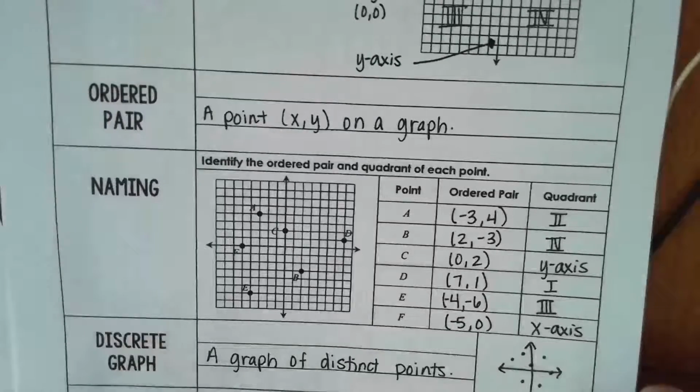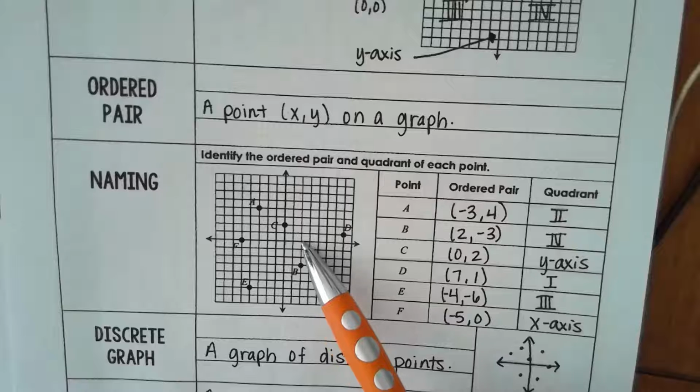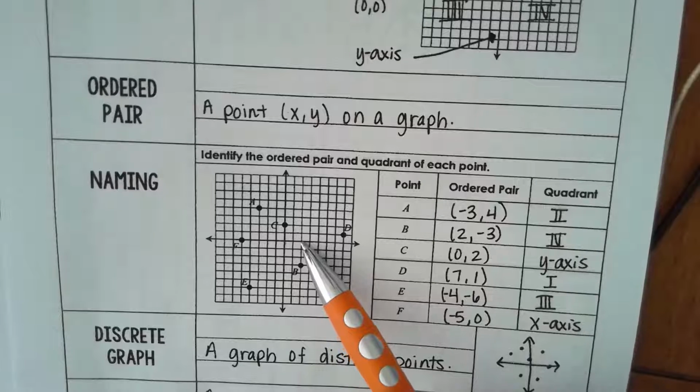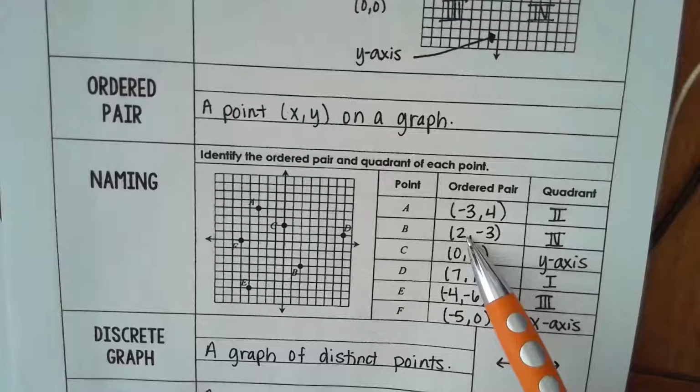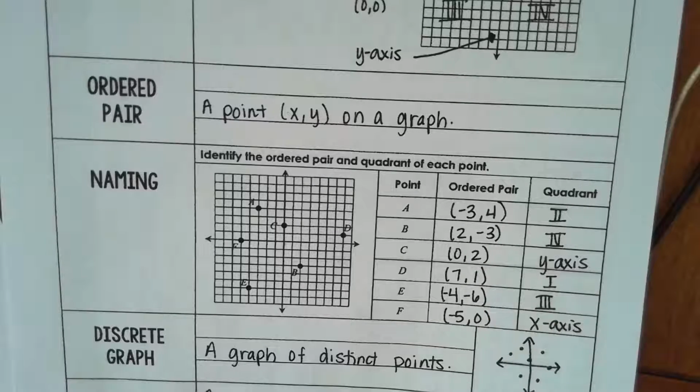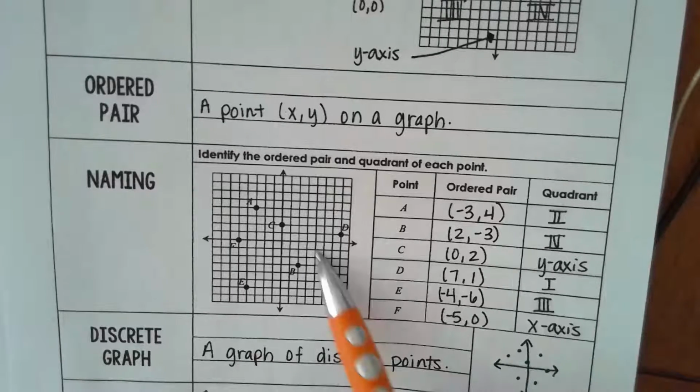You'd have to do the same thing for all the other points. B, you're going 1, 2 in the positive x direction now because it's to the right. And then we're going in the negative y direction. We're going down 1, 2, 3. So positive 2 for your x direction, negative 3 in the y direction. And it is in quadrant 4 down here.